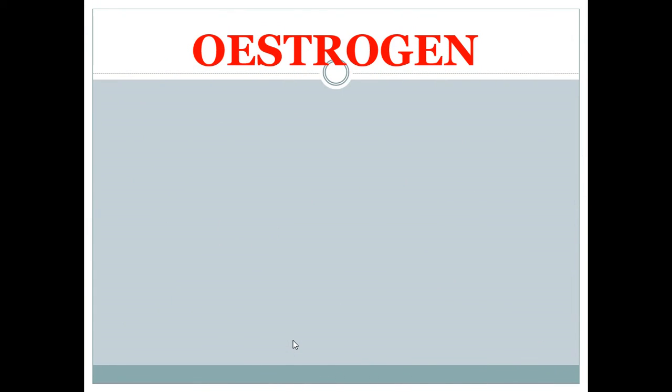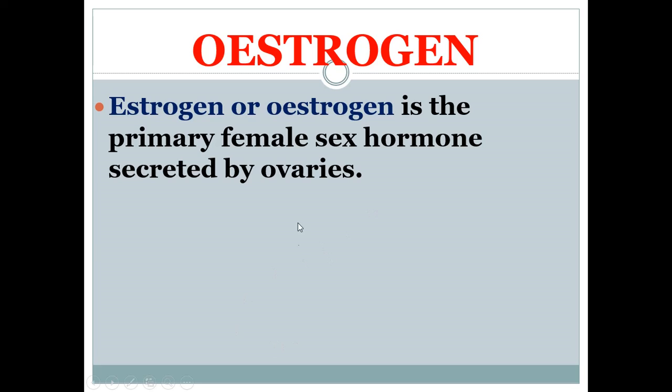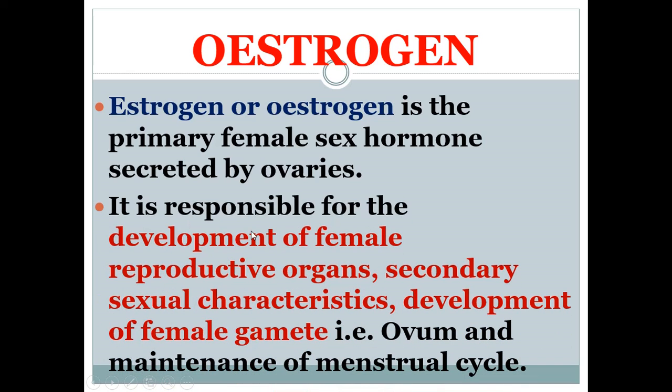Now estrogen. What is meant by estrogen? It is the primary female sex hormone secreted by the ovaries. What is its function? Estrogen is responsible for the development of the female reproductive organs, secondary sexual characteristics, and the development of the female gamete, that is the ovum, and it maintains the menstrual cycle in females.